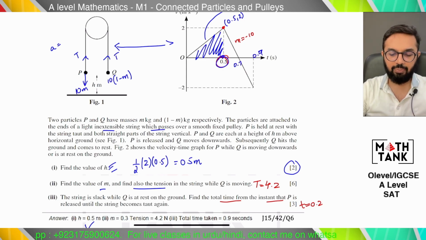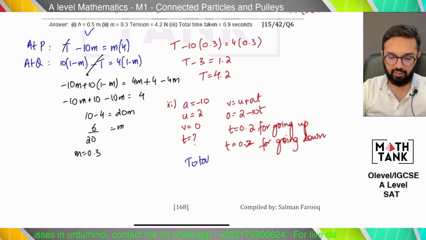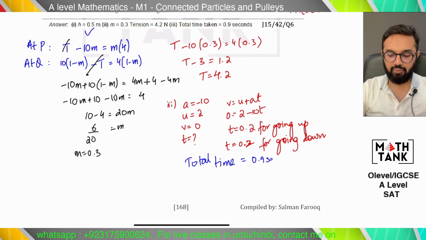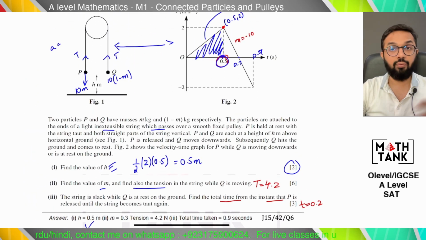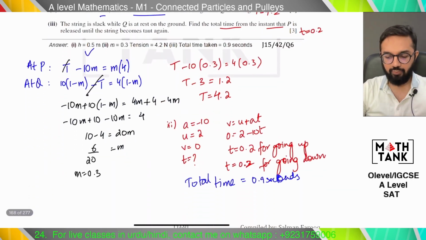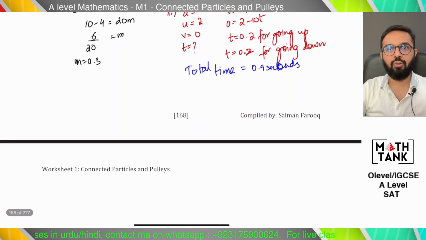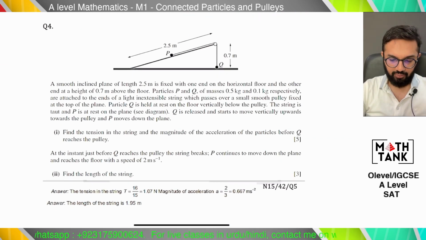How much time has it spent before? It's 0.5 seconds that it spent before. So total time is 0.9 seconds: 0.5 plus 0.2 plus 0.2. I found all of these points. I could have just used the graph actually, or the gradient formula, but it's your call if you want to use the diagram or the constant acceleration formula. Okay, let's move on to the next question.